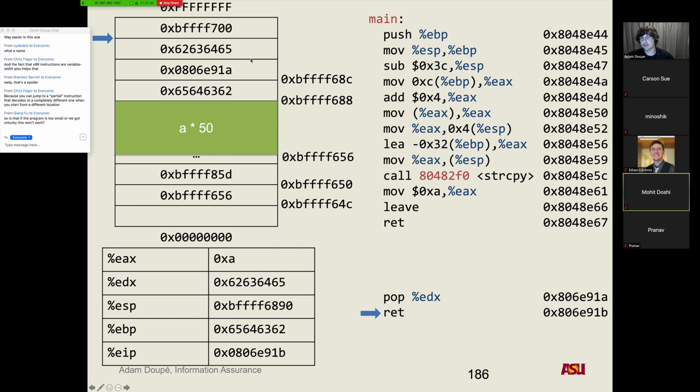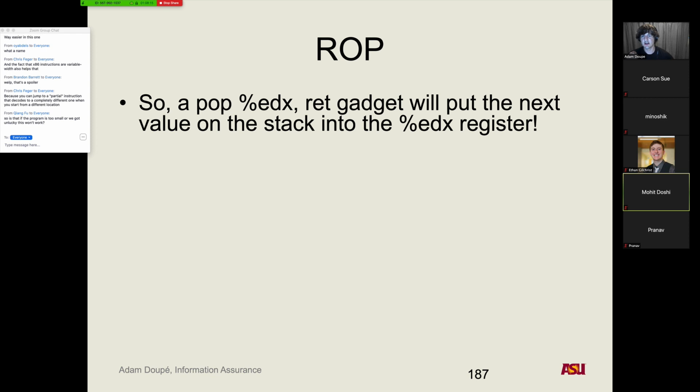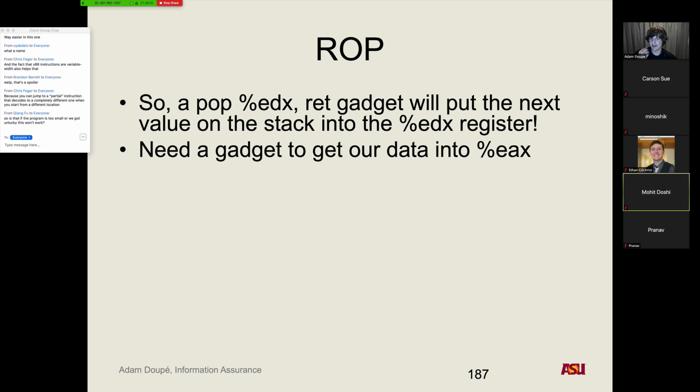And now, see, I've controlled this value, the saved EIP, and then I've controlled the value above it. So I'm able to control what value goes into the EDX register. And then this return is going to go to wherever the address has after it, but I didn't copy anything in there, so I haven't controlled that yet. But using this, I've been able to control the EDX register by whatever value I copy onto the stack after this gadget. So with this gadget, we can put the next value on the stack into the EDX register, which is amazing. And now we need to find a gadget to put our data into EAX, because that's what we're going to copy in.